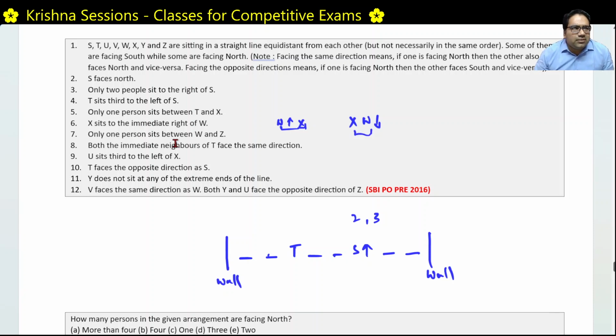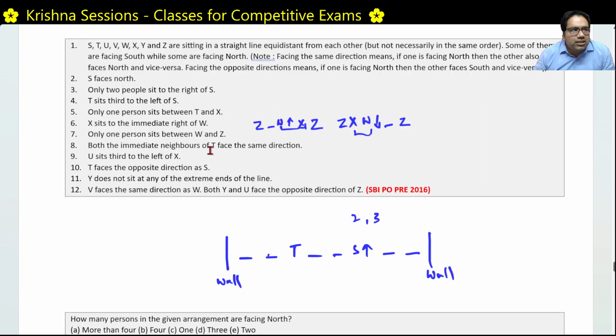Only one person sits between W and Z. So now, in the first case, Z can be here or Z can be here. In the second case, Z can be here or Z can be here. We don't know. As per condition number seven, only one person sits between W and Z, and X is sitting to the right of W. So Z should sit immediately next to X, or with someone in between, or here or here. That is the condition, but we cannot use it right now.